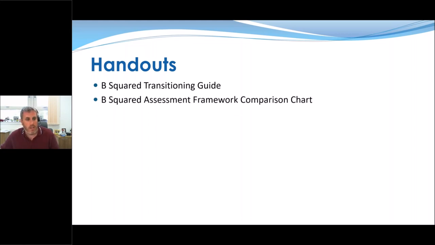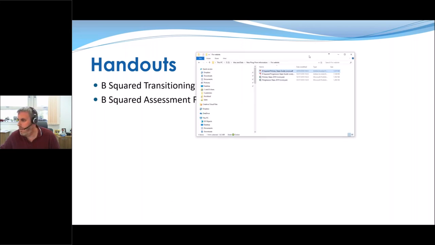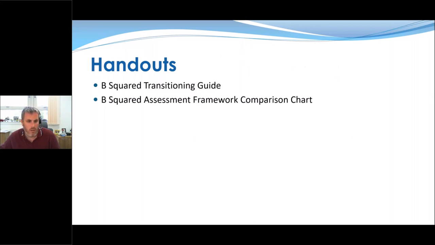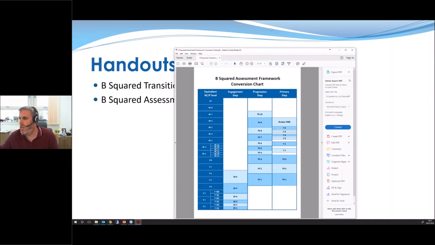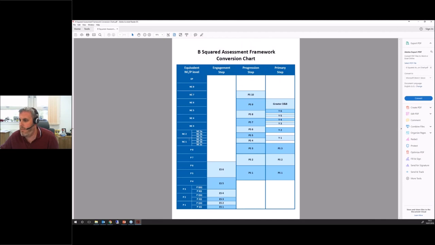The next one is the B-squared framework comparison chart. I'm just going to bring that up for you to look at, so you can see how it looks, as I think you'll find this really useful. It's a nice single A4 page. You can see on the left we have the P levels and national curriculum levels. We then have our engagement steps, then our progression steps, and then our primary steps.